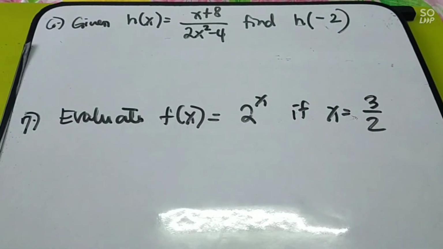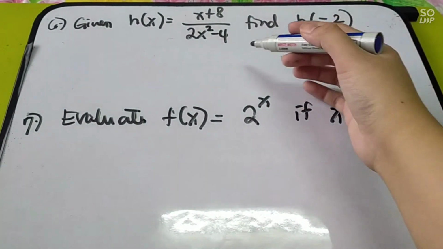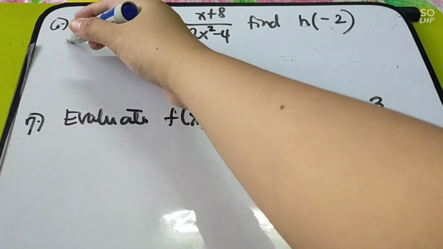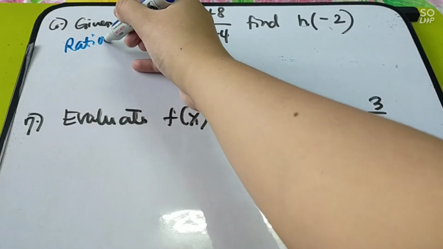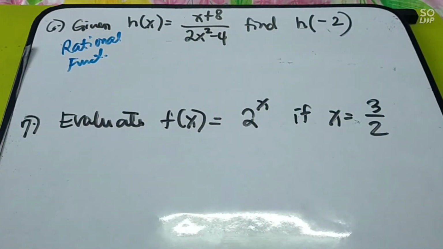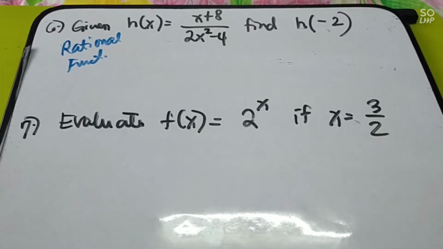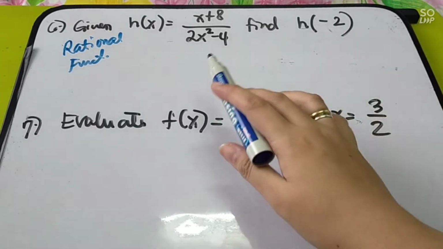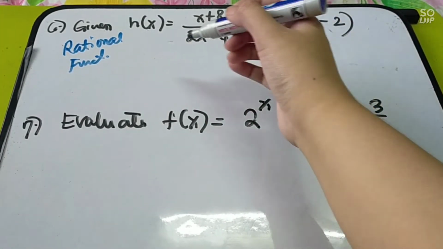Find h of negative 2. Dito, ang given naman natin na function is rational function. Rational function, okay? So, rational function ang tawag sa given natin. So, let us now substitute x. Palitan na natin si x ng negative 2.